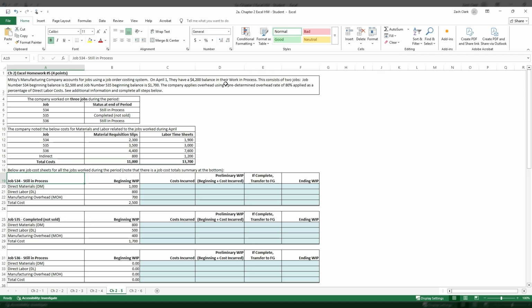The company applies overhead using the predetermined overhead rate of 80% as a percentage of direct labor costs. So that's our predetermined overhead rate. So it'll be 0.8 times whatever it is, or 80% times direct labor costs.